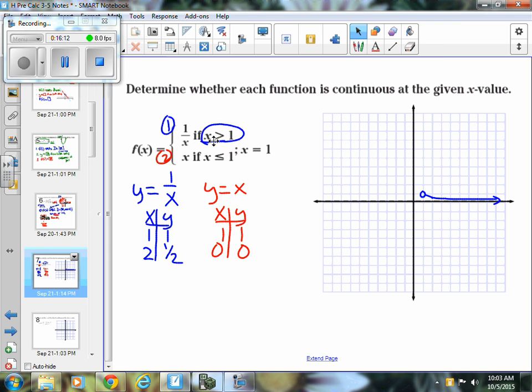Piece number 2, y equals x, that's the identity graph. It's x less than or equal to, so it's going to be a closed dot at 1. So that open circle gets filled in, and then 0, 0, and on down that line.